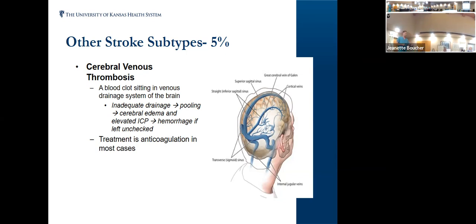It can happen oftentimes if you get very dehydrated. It can actually cause blood in your brain as it backs up. And typically with those, that's one of the very odd ones. Typically, if you have bleeding in your head, you don't want to thin the blood at all. But in the venous clots, you do want to thin the blood.